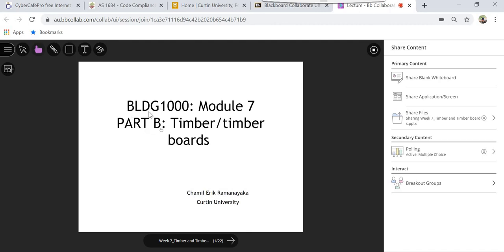Sorry about this part B, it's not intended, because in the last year there were two parts. We talked about staircases and timber in the same week, but it was too much. That's why it was separated this time. But I forgot to remove this from the title.